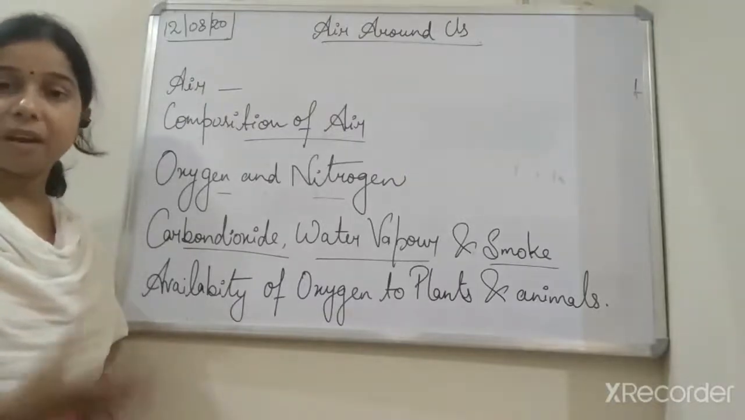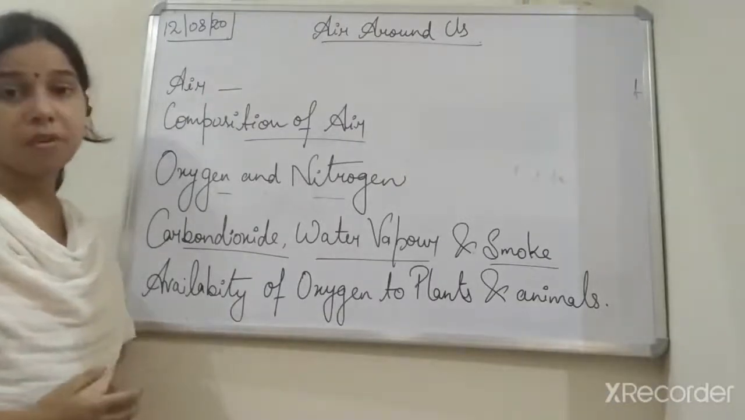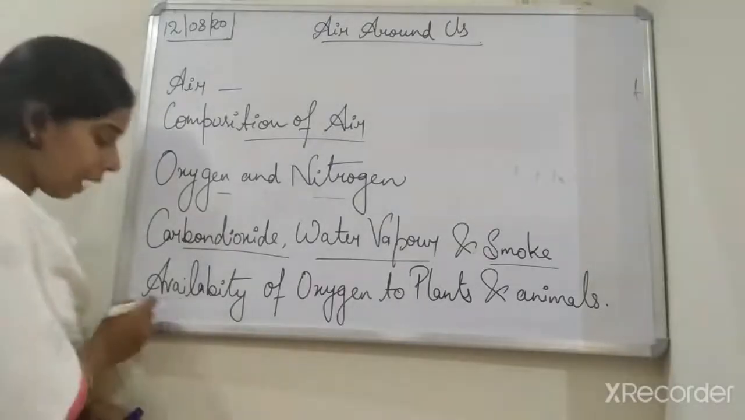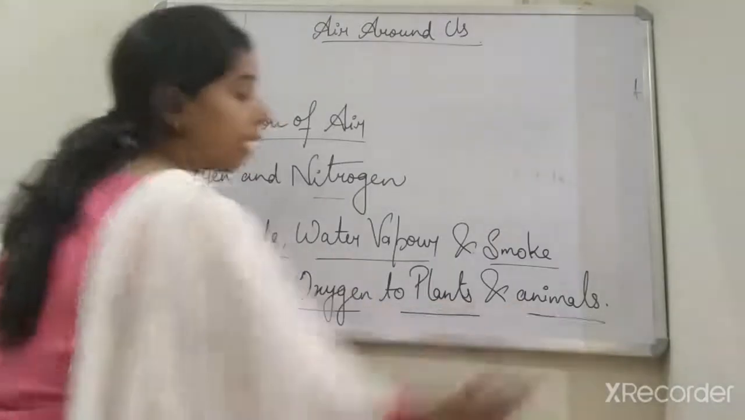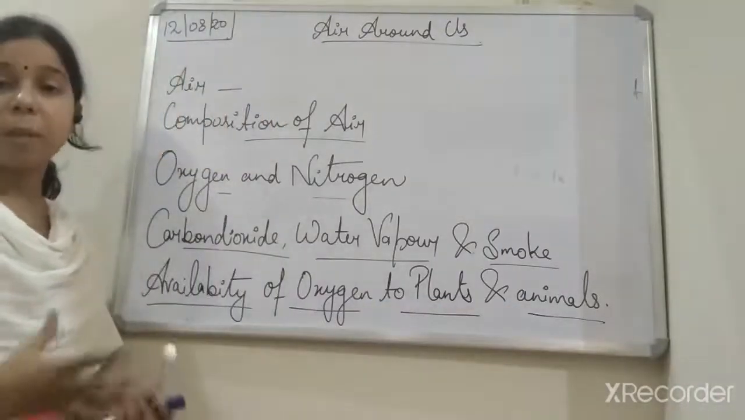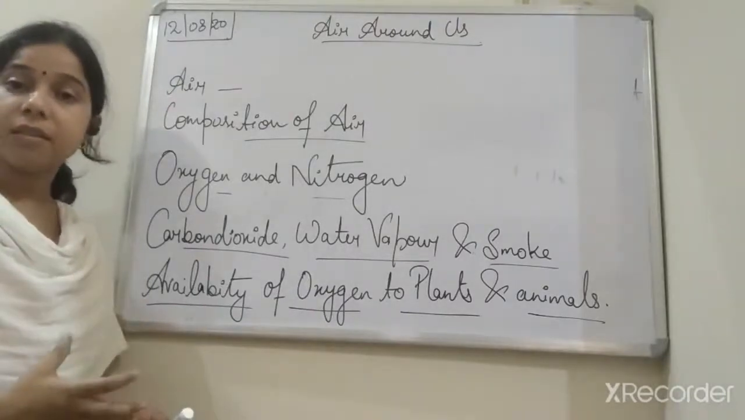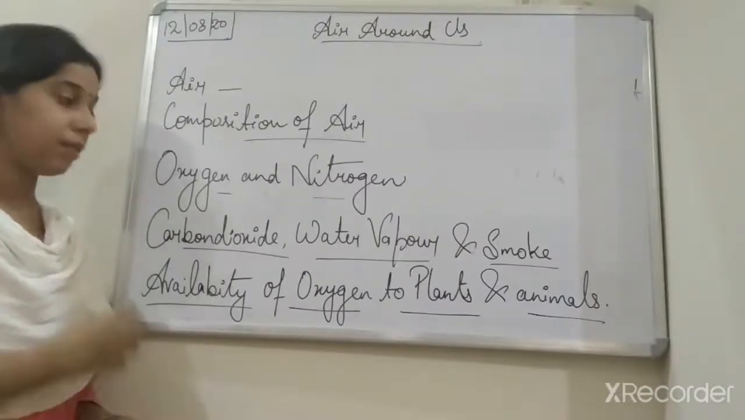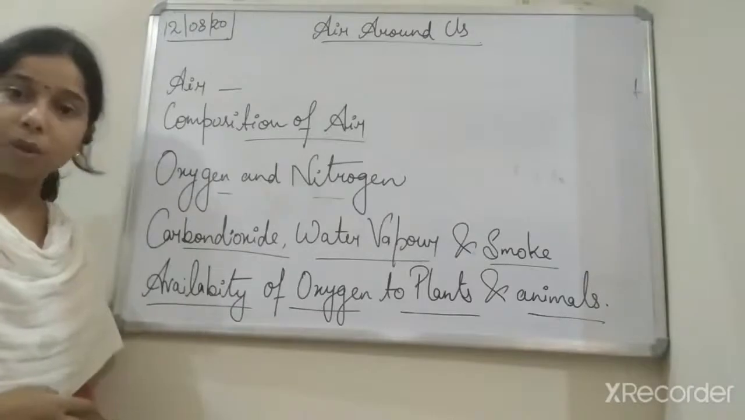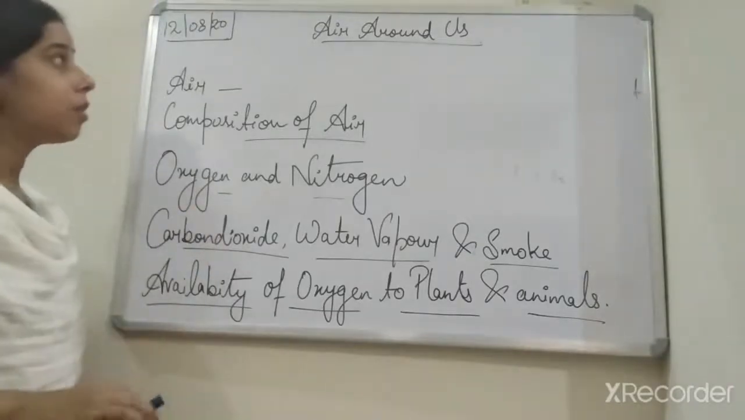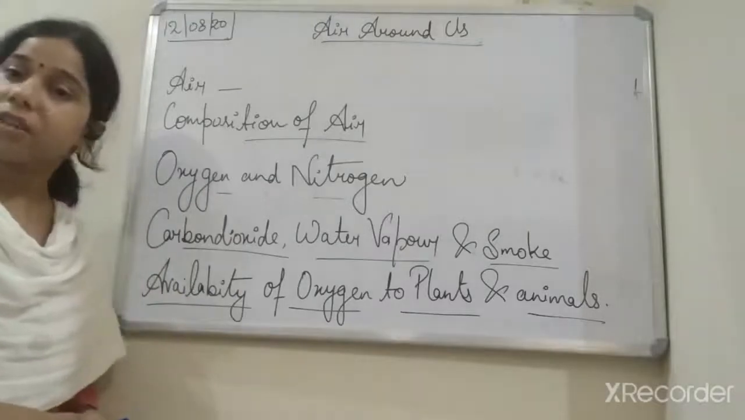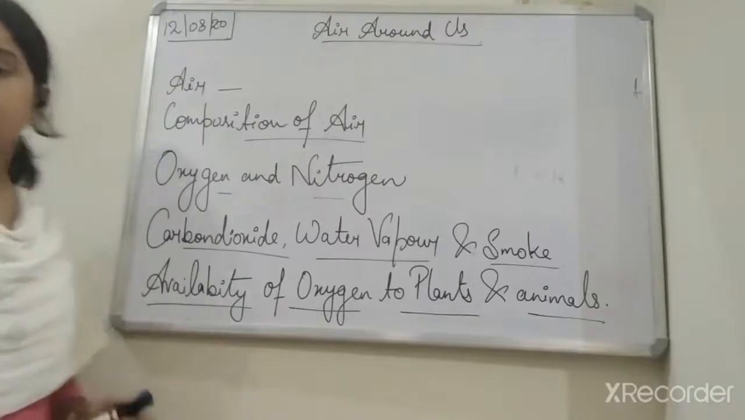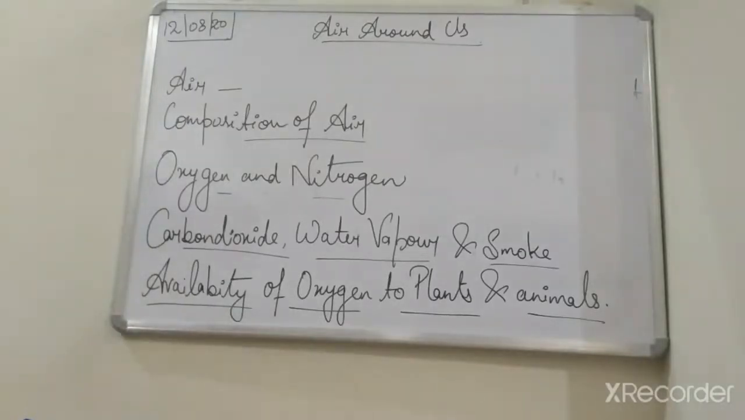So what is the role of carbon dioxide, water vapor and smoke in the atmosphere? Then finally we will talk about the availability of oxygen to plants and animals, students. How much oxygen is present in the atmosphere that can be used by plants and animals, we will discuss in the last topic. These are the contents that we have to study in this chapter. So we will start with the first one, and that is air. First of all, we will try to understand what is air.